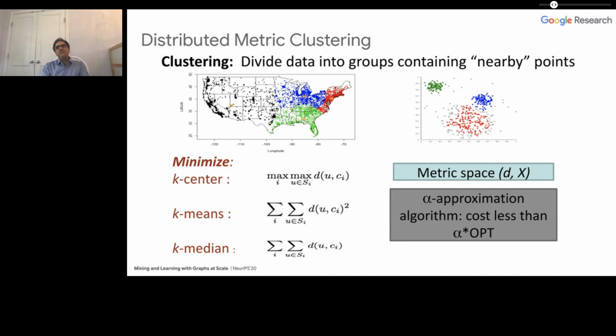In the context of distributed metric clustering, we are given a set of points, and we want to divide the data into k pieces and minimize either the maximum distance to the center or the average distance or average square distance to the centers. These are the k-center, k-means, and k-median problems. These problems are NP-hard to solve, and we seek to develop distributed approximation algorithms.